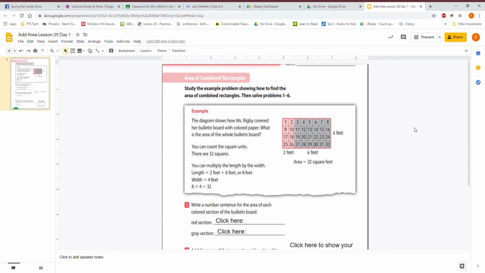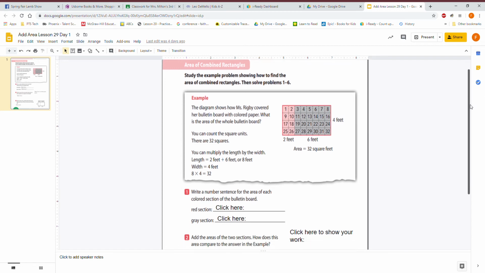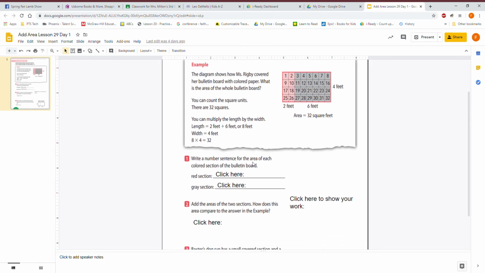Okay, so we're going to practice a couple of those problems down here. It says, write a number sentence for the area of each colored section of the bulletin board. Okay, so the red section, I need to multiply the area of the red section. The length of the red section is 2 feet. You can see that down there. The width of the red section is 4 feet.